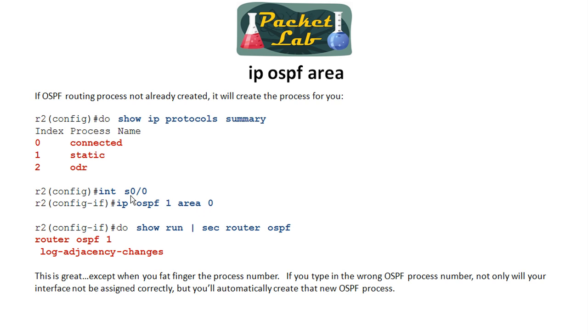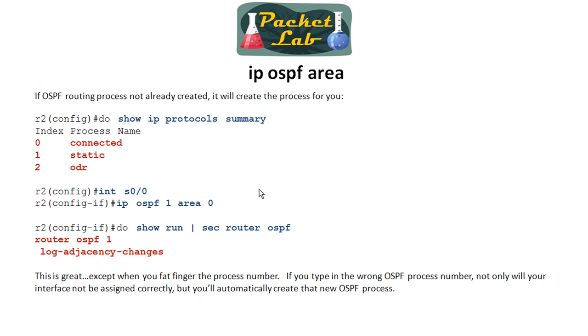Let's say that we go under 0/1 and we want to assign this to area 0 as well. And we type in IP OSPF, and instead of 1, we accidentally type 2 area 0. Everything's going to look good when we do our show run running configuration, and we take a look at the router OSPF processes. And I said processes plural because we're going to see two of these. We're going to see the router OSPF 1, and then we're going to see router OSPF 2, and probably that log adjacency changes. Again, without going too deep into this, you've created separate processes, so now those routes aren't shared between those processes.